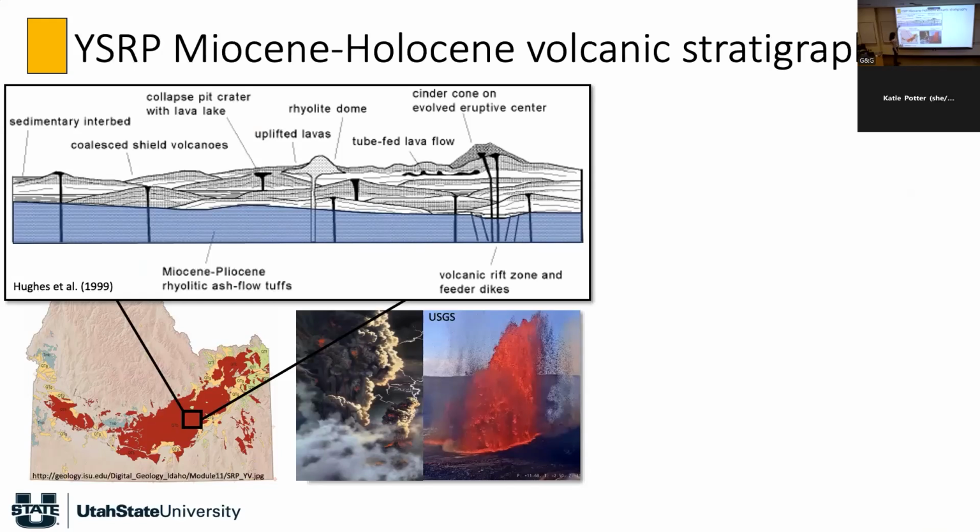And what makes the Snake River Plain so interesting is you have very frequent eruptions of shield volcanoes from those monogenetic magma chambers that pile on top of each other and create almost 2 kilometers of basalt in the central Snake River Plain.